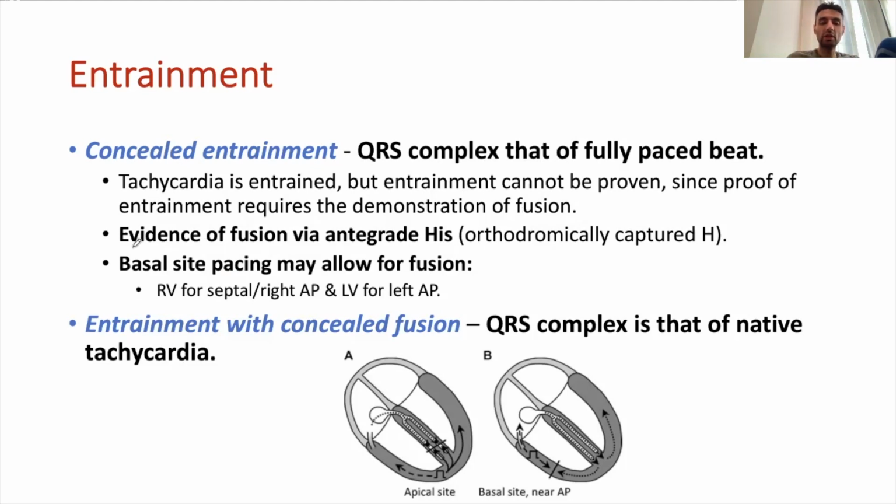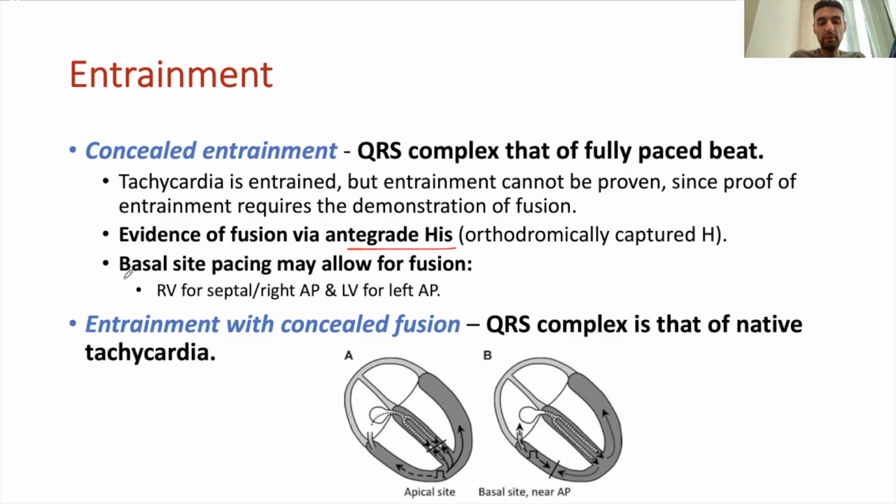However, you know that you entrained if you have antegrade His, so you know by definition there's fusion that is just not showing. It's not enough fusion to show on a 12-lead ECG.